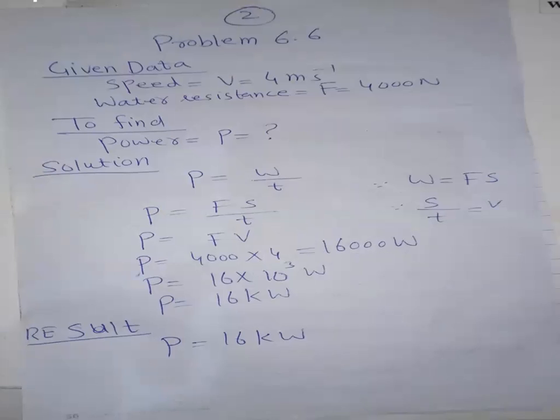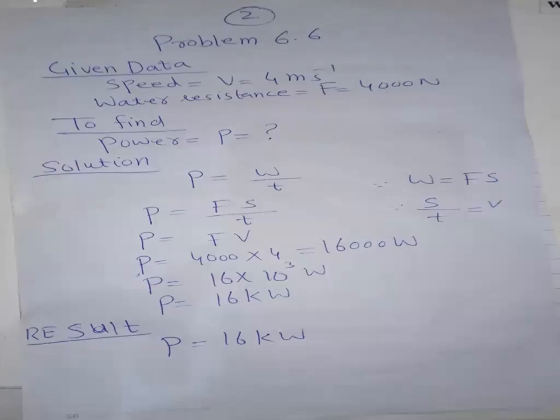I repeat, numerical 6.6 on page number 142. The numerical statement is: a motorboat moves at a steady speed of 4 meters per second. Water resistance acting on it is 4,000 Newton. Calculate the power of its engine.